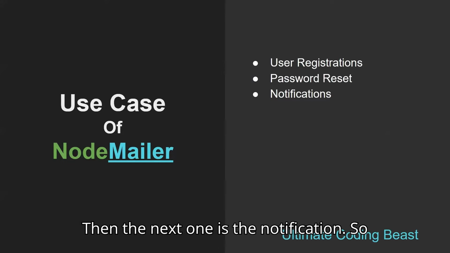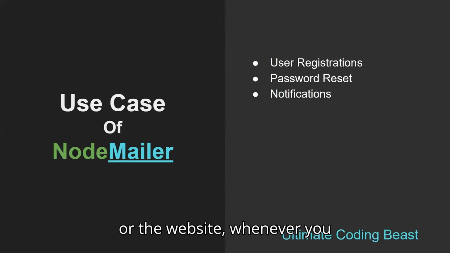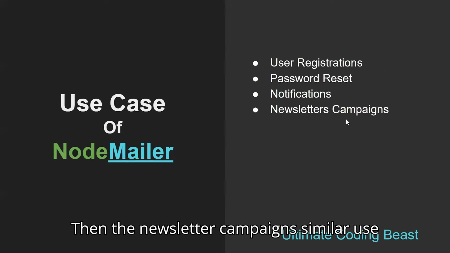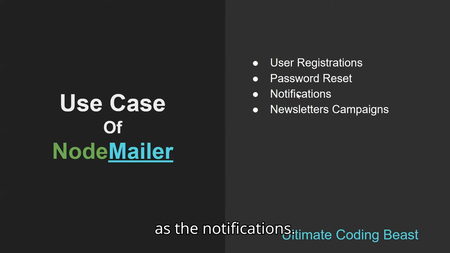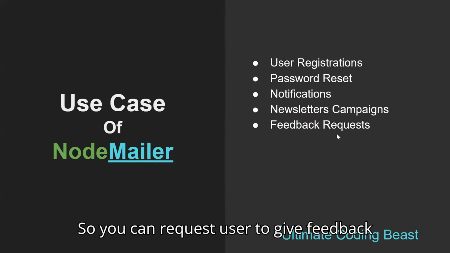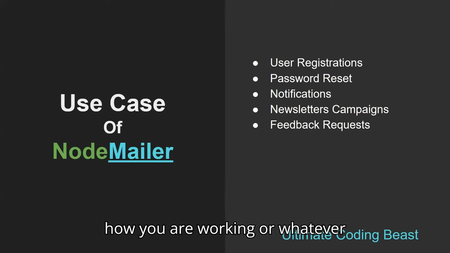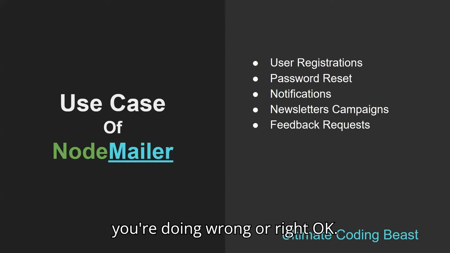Then the next one is the notification. So suppose you have a blog application or the website. Whenever you write a blog or something like that, you can notify your user. Then the newsletter campaigns, similar use as the notifications. So you can request user to give feedback on your website or the app, how you are working or what are you doing wrong or right.